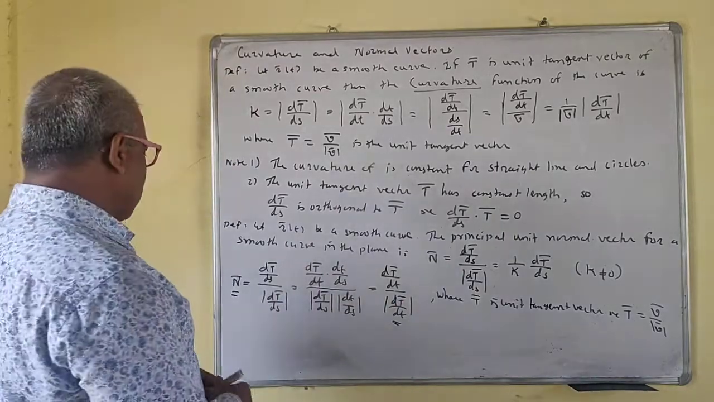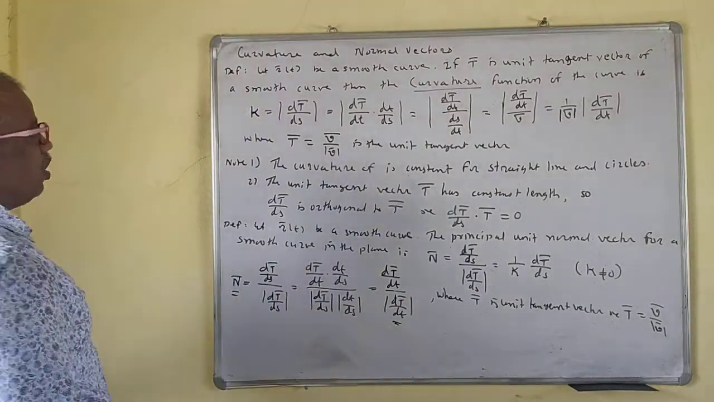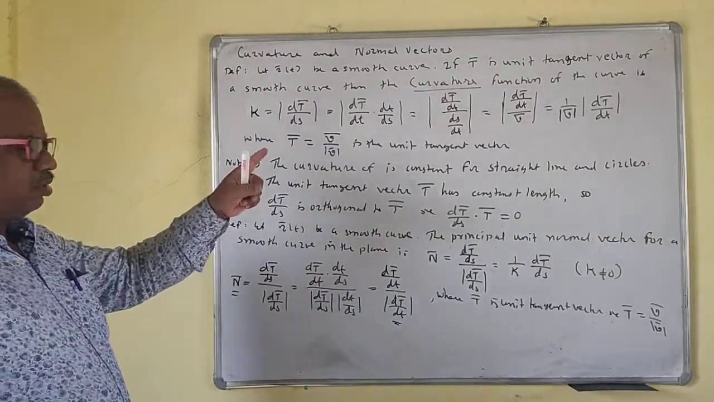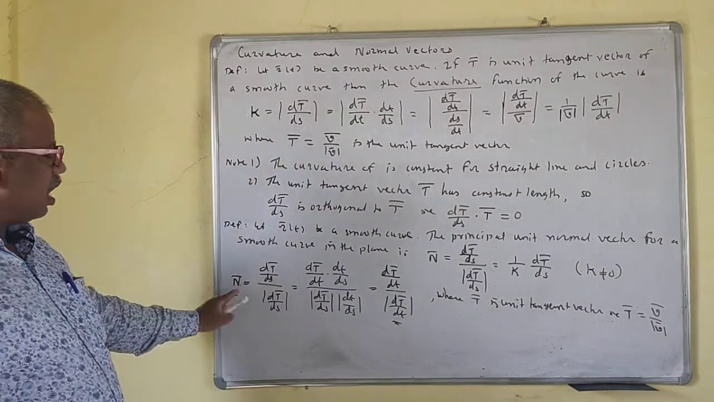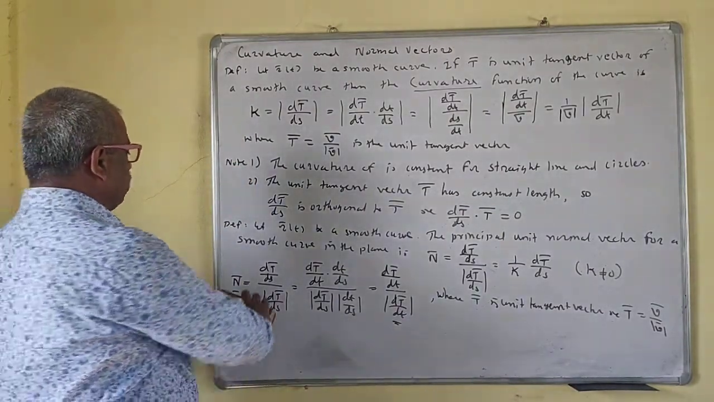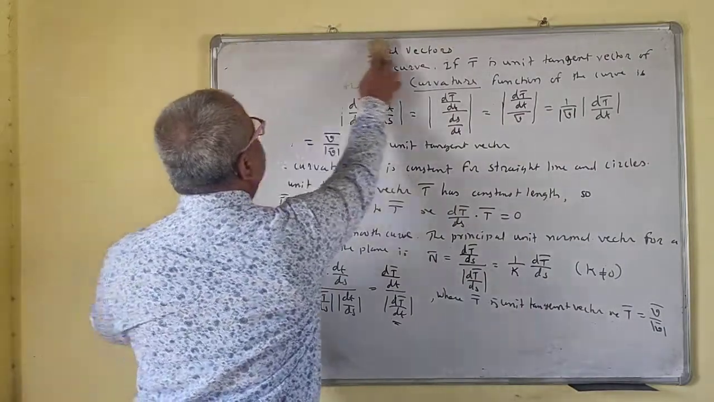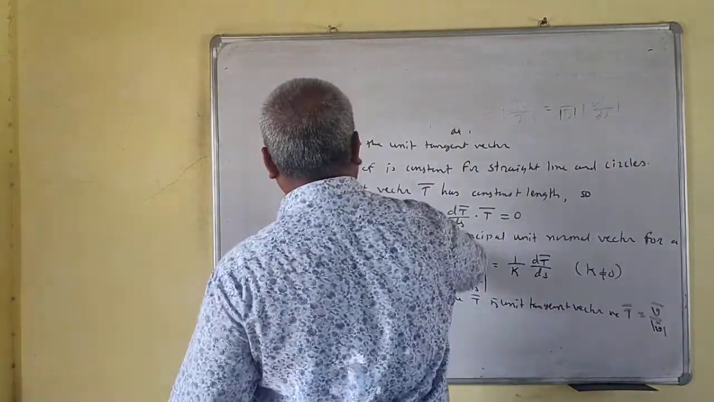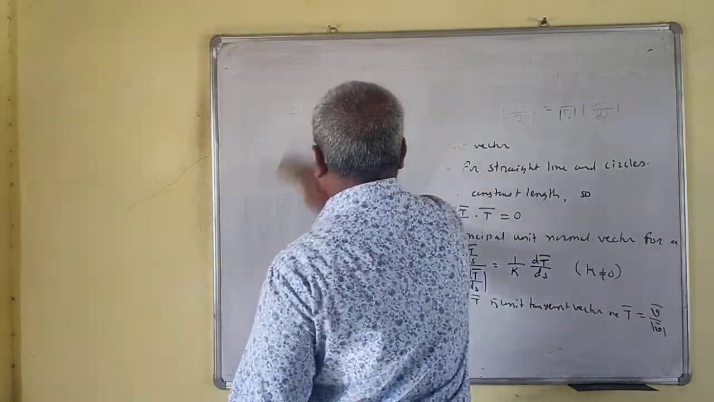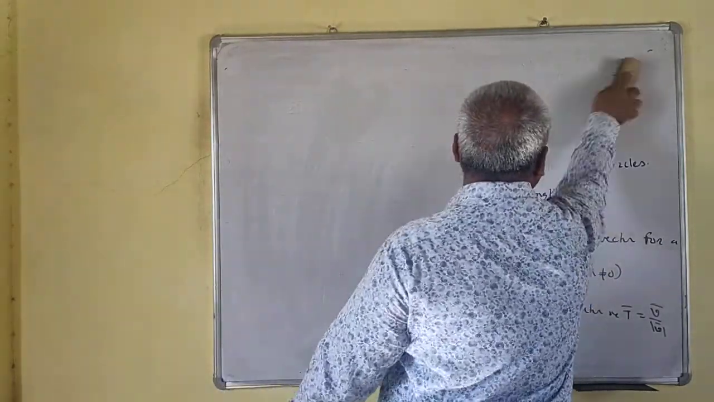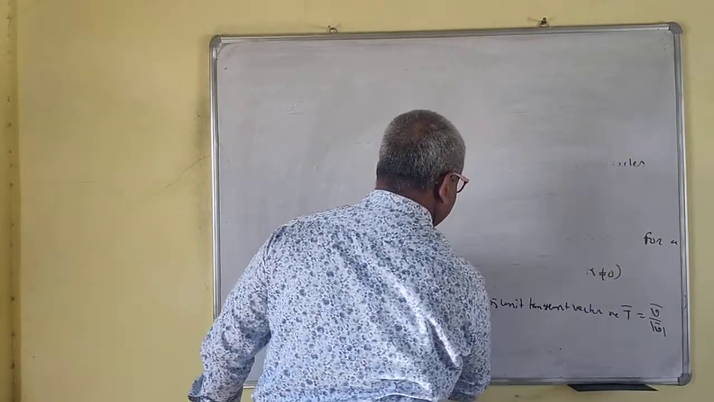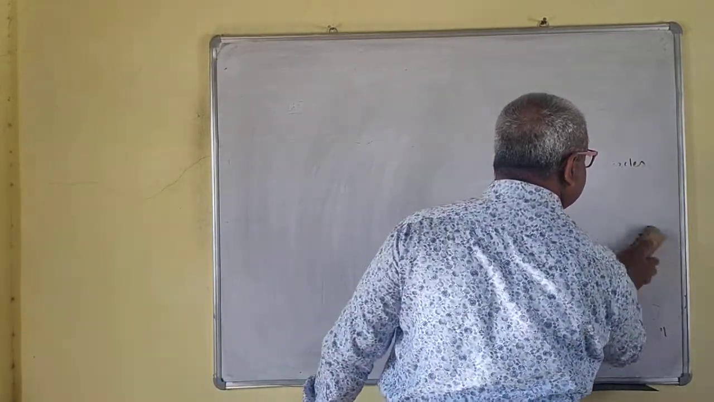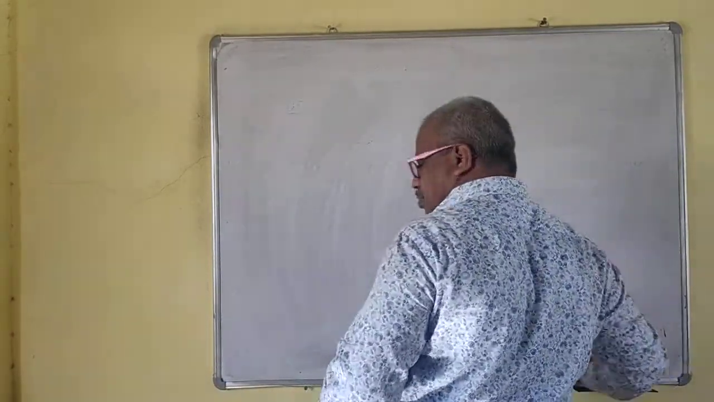So very simple problems here. Remember this is a formula: for tangent vector T bar, this is curvature, and this is N bar. They will ask you to find T bar, N bar, and K. K means the curvature, the standard notation. We'll take a problem on it now.